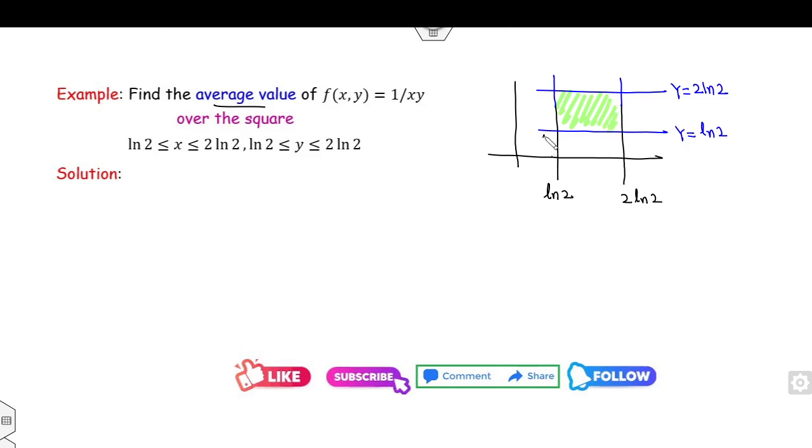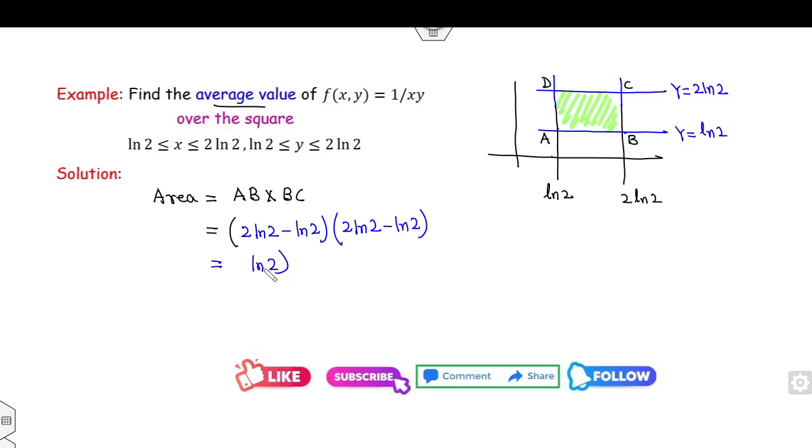Then your required target is to find the area of this region. How can you find the area of this region? Clearly, this is a square, so the area is AB into BC. What is the value of AB? AB is twice ln2 minus ln2. What is BC? Again twice ln2 minus ln2. So this value is ln2, and this value is also ln2. So the answer is (ln 2) square. This is the value of this area.